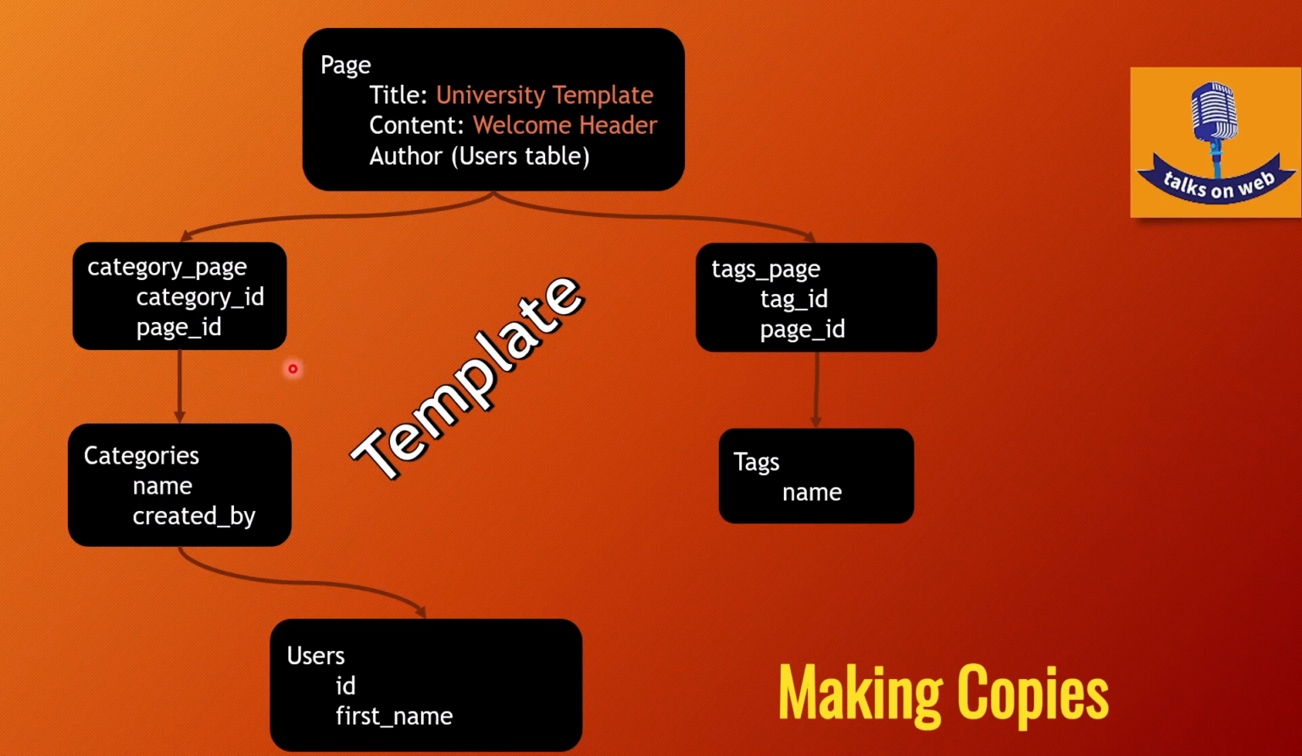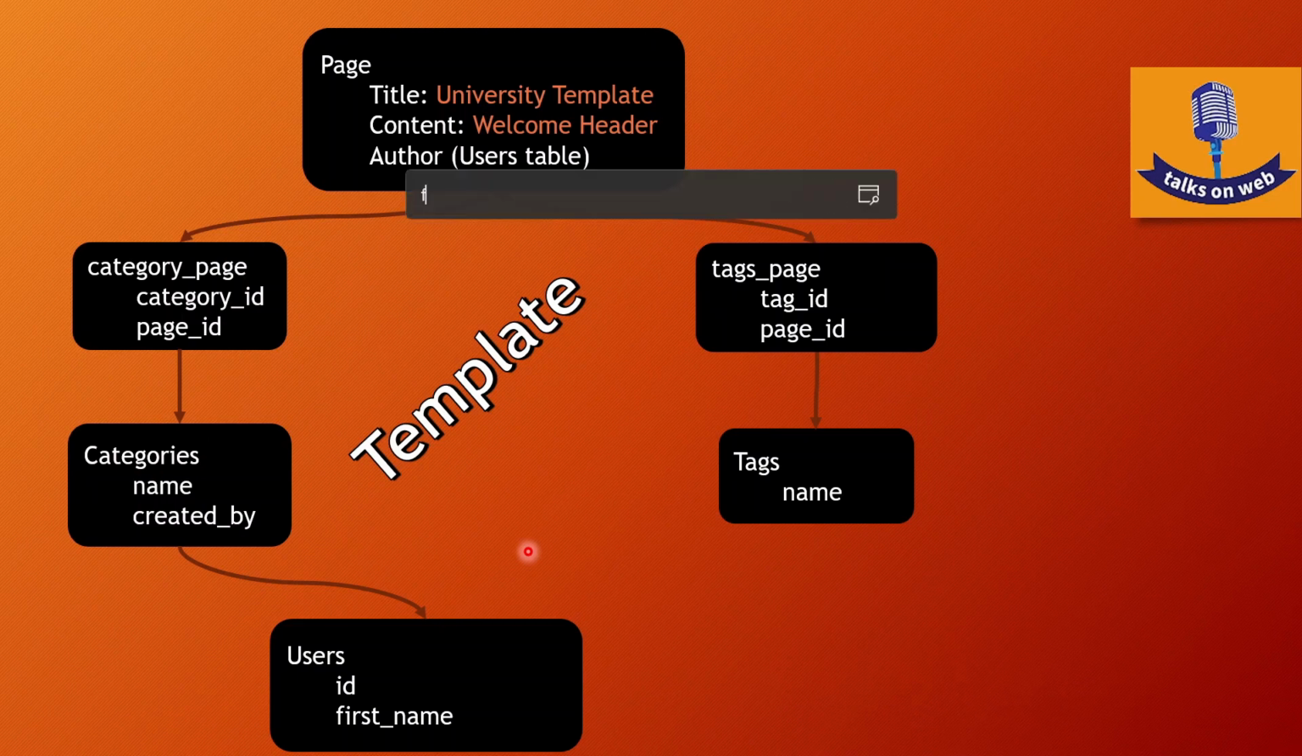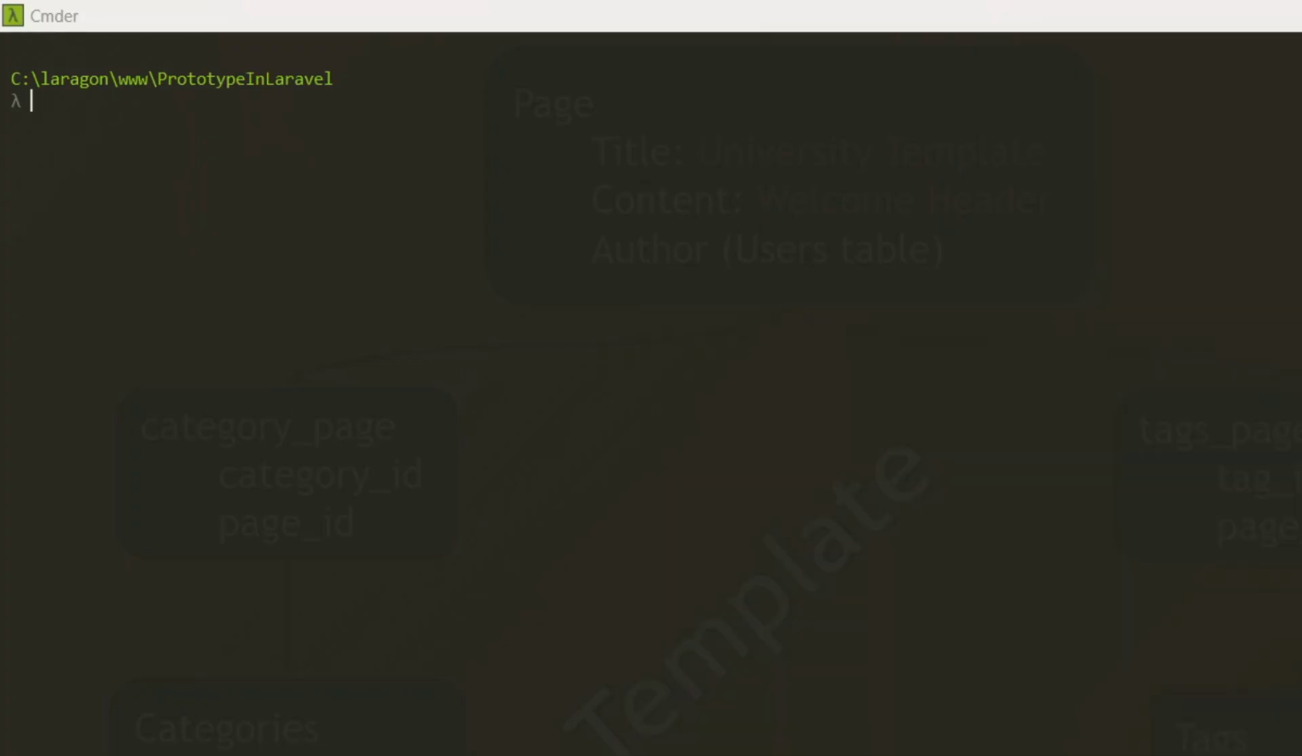You have a complex structure like this, where one page is linking to categories, tags, users. You want to make a duplicate of it. How do you go about doing that in a professional manner is what the prototype design pattern is about. This is the template which requires copies. Now let's jump to Tinker and look at this. I'm going to go to my console.